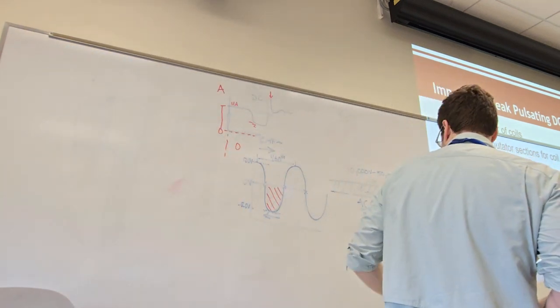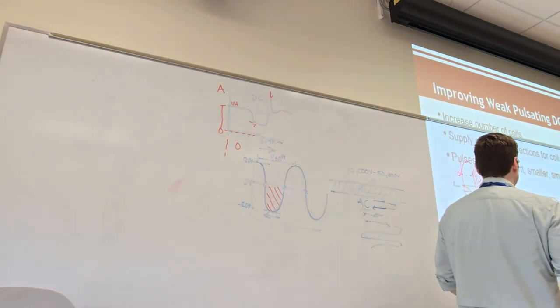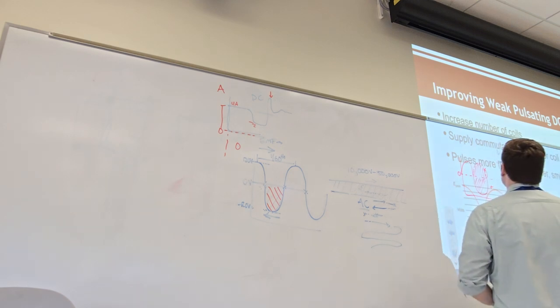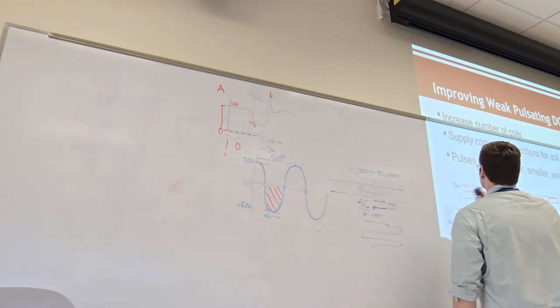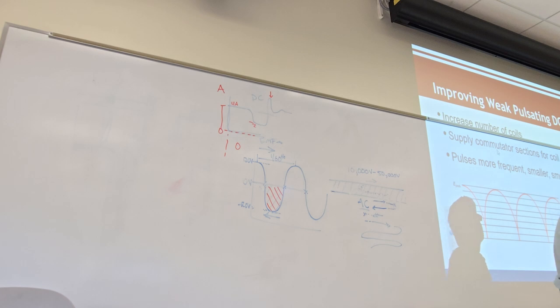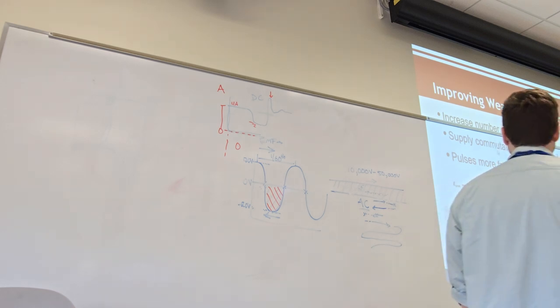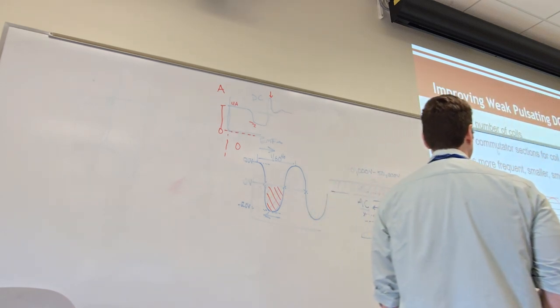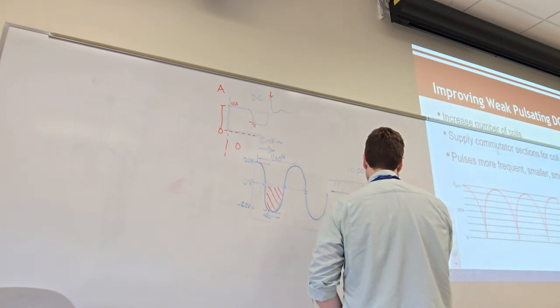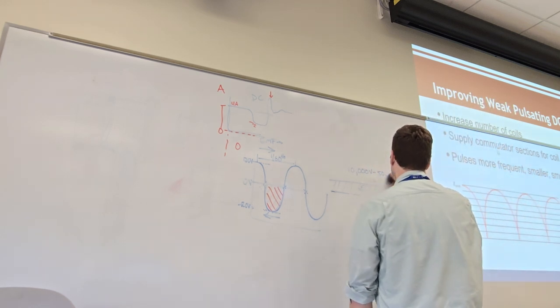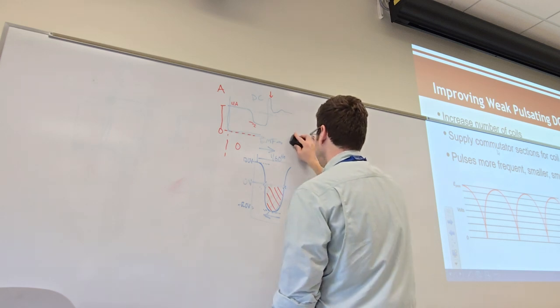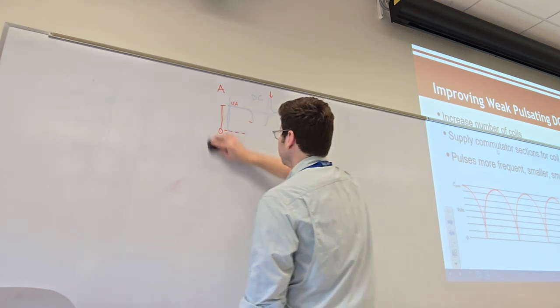All right, talking about, again, how can we make the best generator possible? What do? Increase the number of coils, easy. Supply commutator sections for coil sets. I actually don't know what that means. Forgive me, this is from the book. More frequent, smaller, smoother pulses can smooth out a signal. That one is definitely a good thing to note.